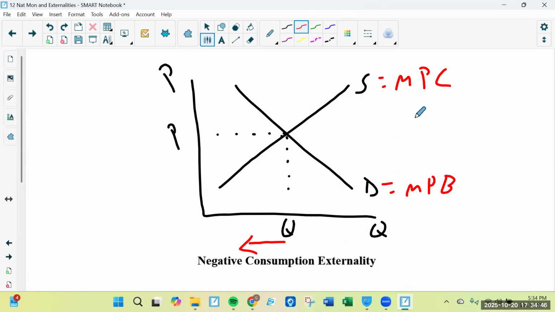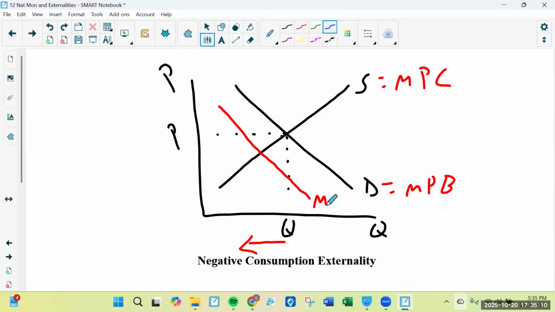So stop right here. Check your privates. Do you have both marginal private cost and marginal private benefit? Yes, you do. So your privates are good. So now you can go social. Well, this is a consumption externality. Which one of these curves is the consumer, the marginal private cost or the marginal private benefit? Well, consumption is the demand curve. So we're going to decrease the demand.